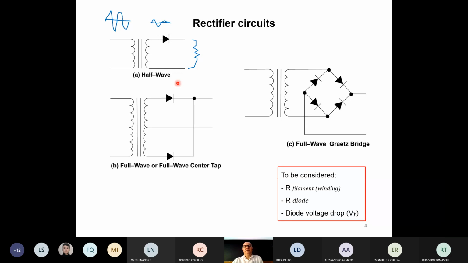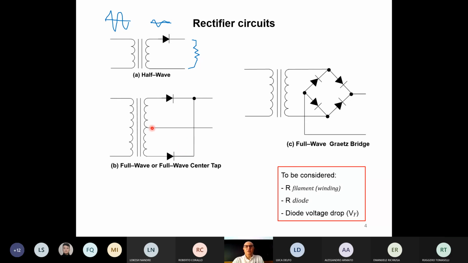If we want to instead use both half waves, we must use a transformer which basically has two output windings which are connected in series. Usually this is also called center tap. Tap means connection. Tap is the faucet, the system where the water is coming from.